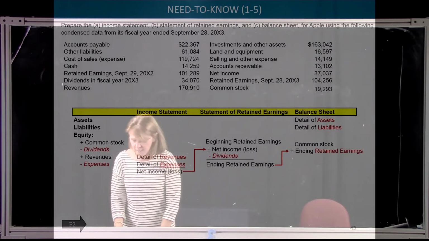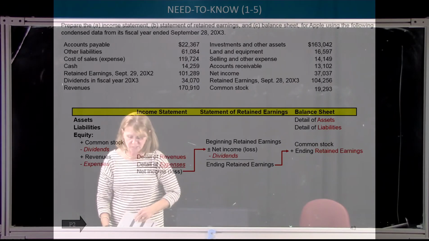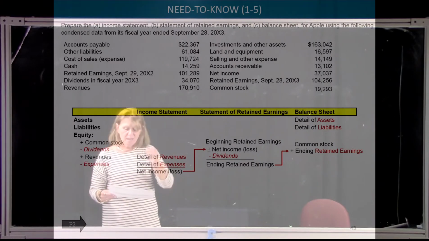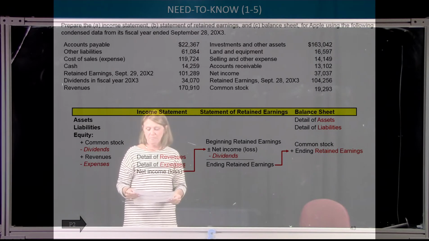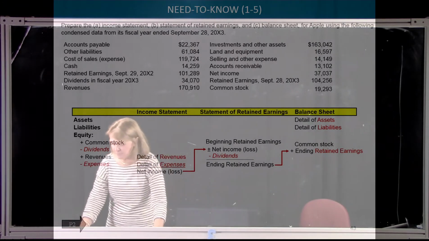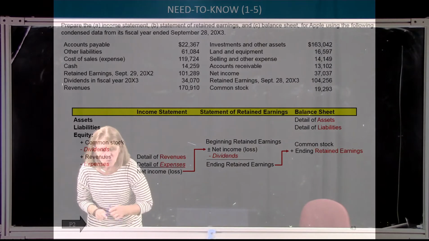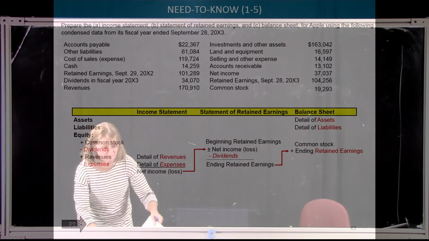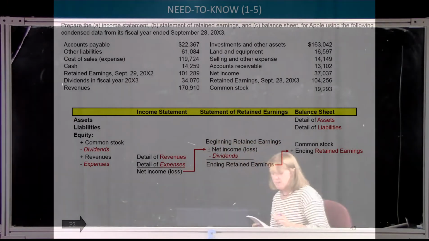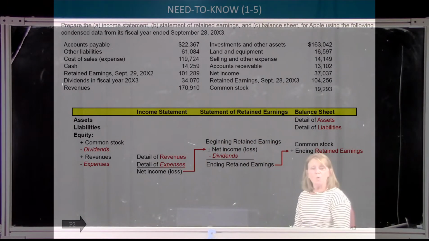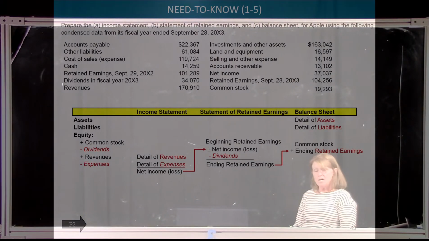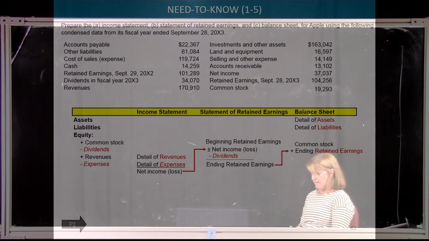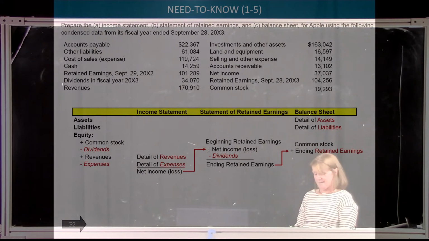So I want you to look carefully. I have it on a sheet here, and you may have to open it up in another sheet. You may want to print this PowerPoint off. I want to walk through these with you because I want you to know what every one of these are. An accounts payable is a liability. Liabilities go on your balance sheet. Other liabilities, liability goes on your balance sheet. Cost of sales is an expense. That goes on the income statement. Cash is an asset. Assets go on your balance sheet.